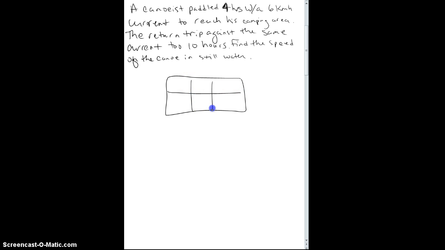So make a 2 by 3 grid. Basically he's going with the current, and then against the current. It tells you how much time it takes. They paddled 4 hours with the current, so distance equals rate times time. And obviously it took a lot longer, 10 hours, when they're fighting it.